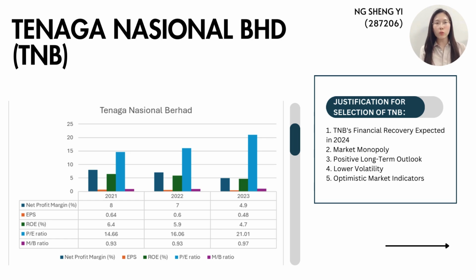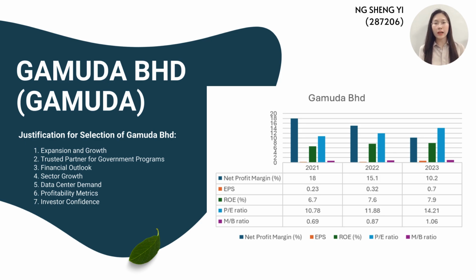Low volatility and upward trends in PE and market-to-book value ratios indicate growth potential, making TNB a valuable addition to our portfolio. Let's look to Gamuda Berhad. Gamuda net profit margin dropped from 18% to 10.2%, but ROE increased to 7.9%, and EPS grew by 204.35% over the past 3 years. The PE ratio rose to 14.21 and the market-to-book value ratio increased to 1.06, indicating investor confidence in future growth.